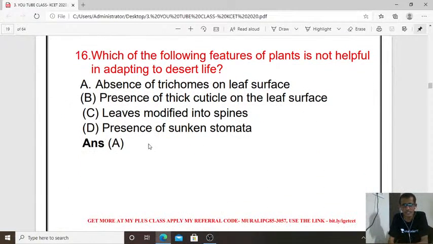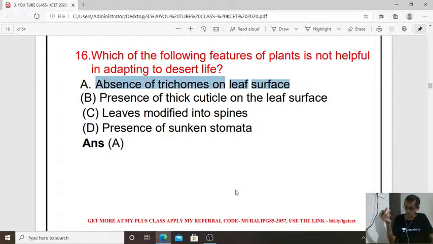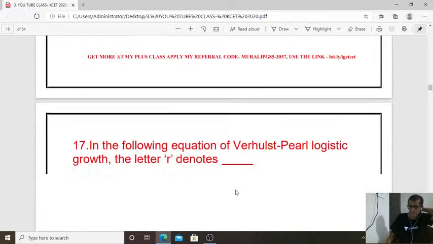Then, which of the following features of plants is not helpful in adapting to desert life? Absence of trichome on the leaf surface. What about the other options? Presence of a thick cuticle on the leaf surface prevents the loss of water. Leaves modified into spines are also important to reduce transpiration. Presence of sunken stomata is also important for their physiological function. So the absence of trichome on the leaf surface is not helpful in adapting to desert life. Presence of trichome, of course, gives additional protection. So the answer for question number 16 is A.